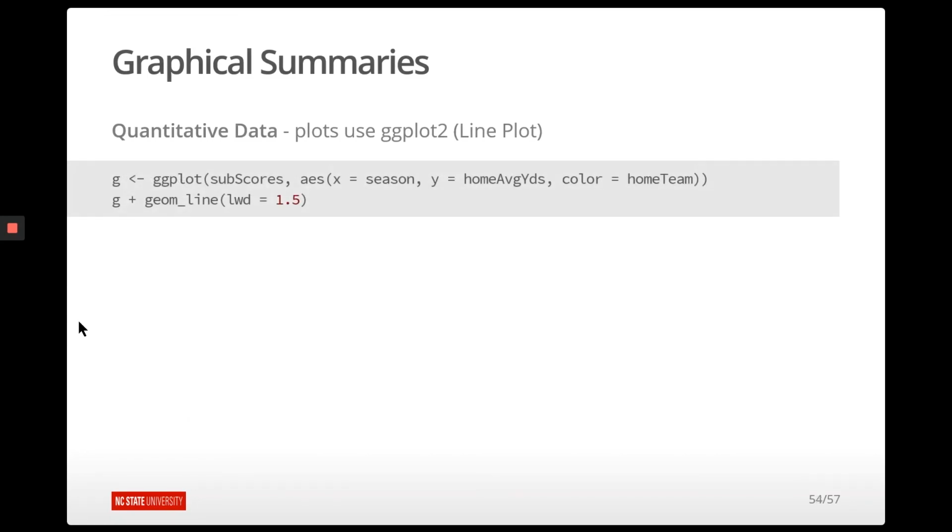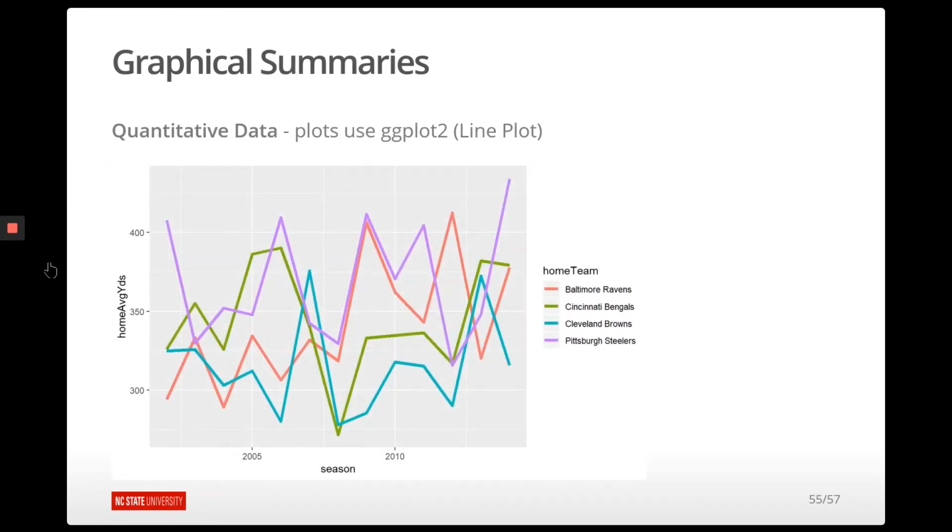Okay, so now if we want to do a line plot across these year variables, we just do geom_line. Okay, so X is my season, Y is my home average yards. I'm going to color by home team. So there you go, a line plot corresponding to each one of the teams' average home yards.